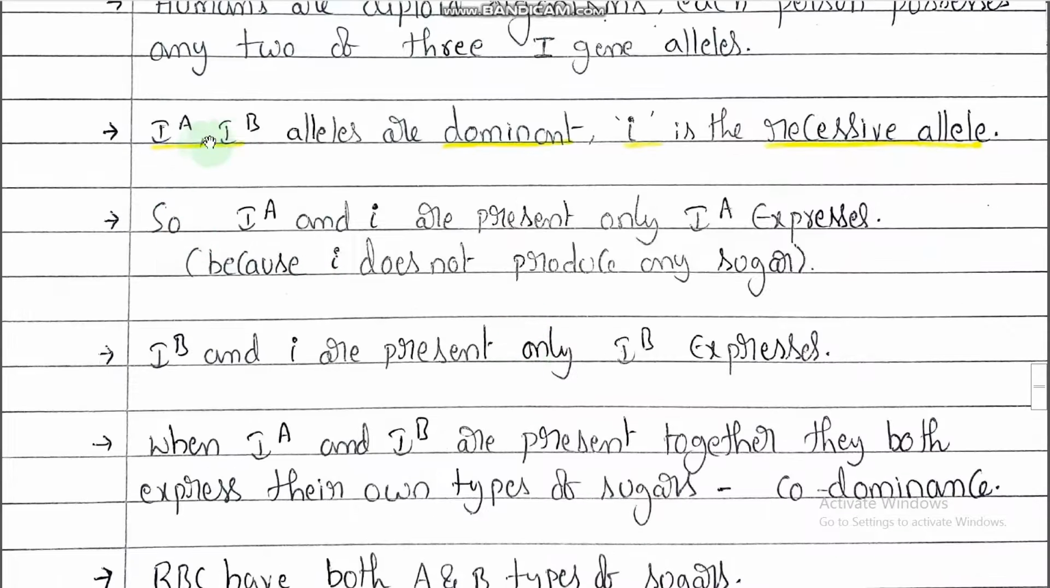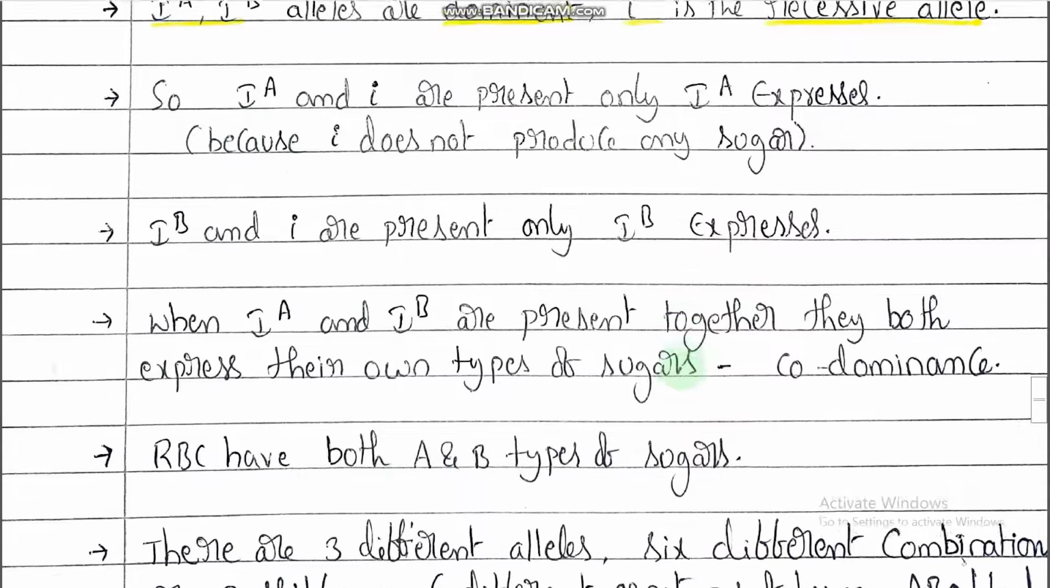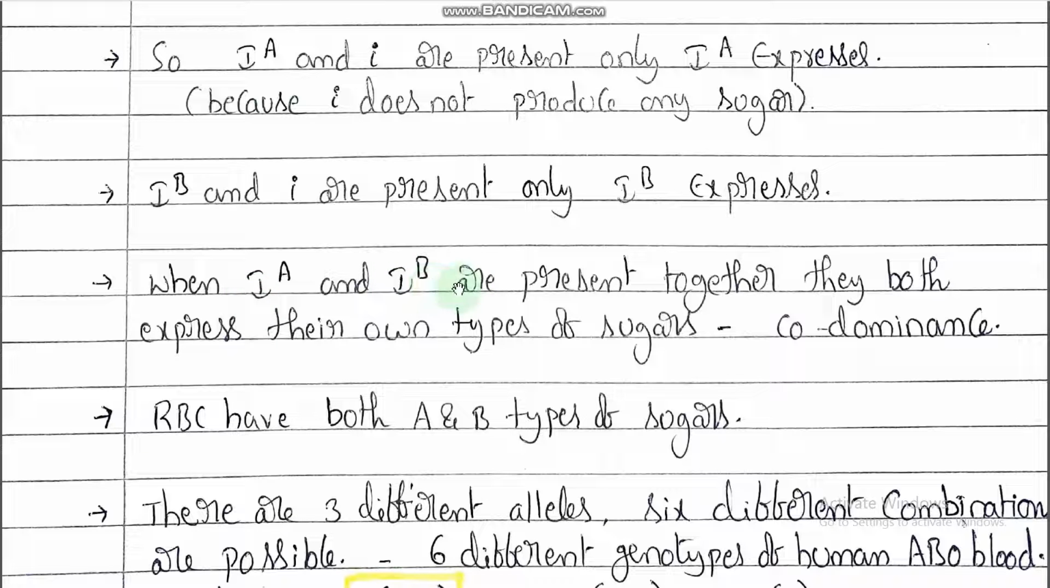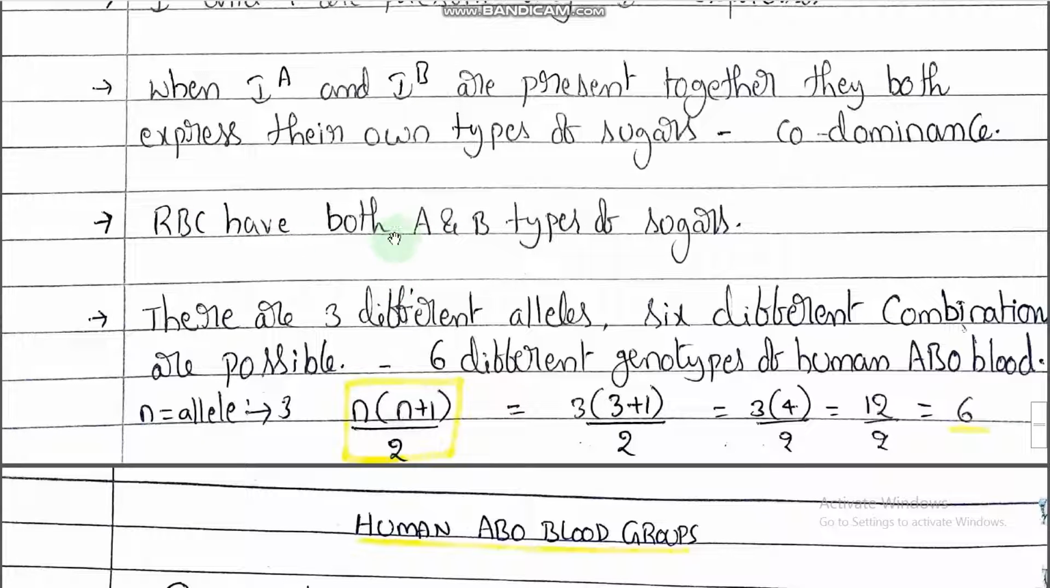IA and IB alleles are dominant, and i is the recessive allele. So, which are dominant? IA and IB alleles are dominant, and small i is the recessive. When IA and i are present, only IA is expressed, obviously, because IA is dominant. When IB and i are present, IB is expressed. When IA and IB are present, which one is expressed? Both are expressed. That is called codominance, we discussed. And the RBC have both A and B types of sugars, A antigen and B antigen, right?